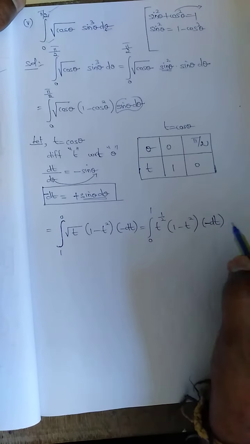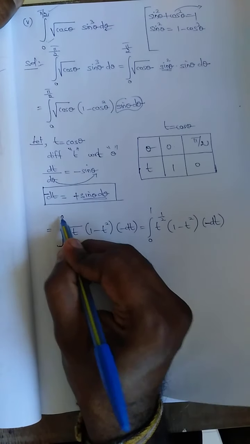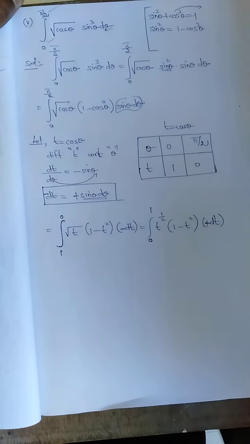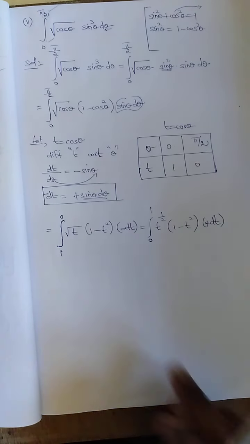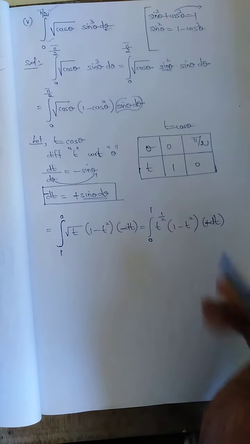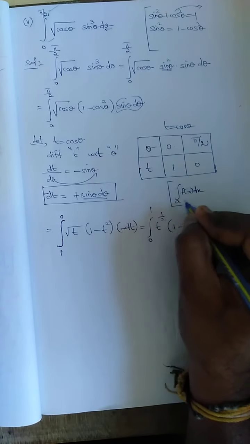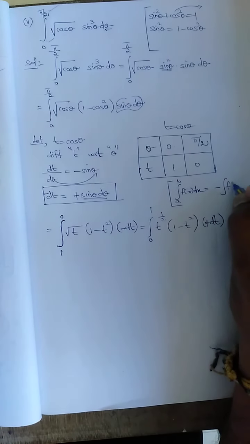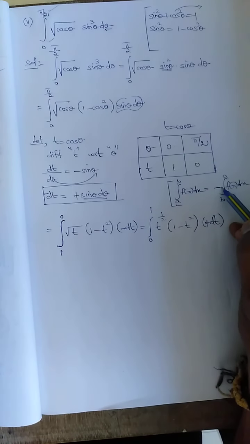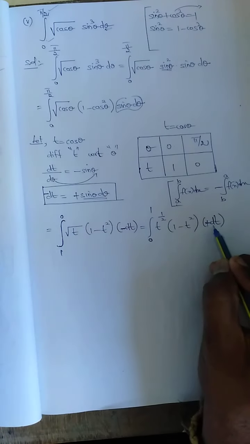Sorry, this is 1 to 0. I can change one thing: this 1 to 0 I can write as 0 to 1. How? This minus I can change into plus simply if we interchange the limit. There is also a simple property: integral of f of x dx from a to b equals minus integral of f of x dx from b to a. If I change the limit, the minus comes. Minus is already here; if I change the limit, minus into minus becomes plus.